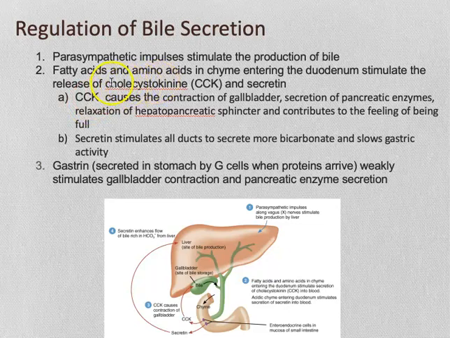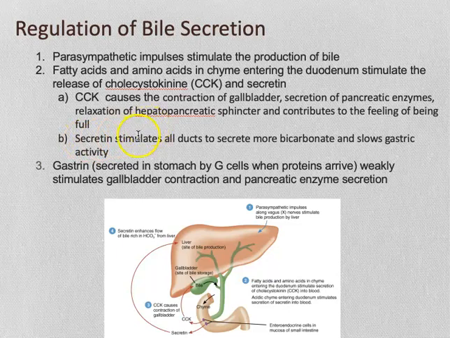CCK, it's called cholecystokinin, is how you pronounce that. Most often we just call it CCK. That's going to cause the gallbladder to contract. It also stimulates the pancreas to release enzymes, and it causes that hepatopancreatic sphincter, so that sphincter that was here, to relax. It will also send feedback to the brain saying, hey, we've got food coming into our intestine. We're full. Like, stop. This is like one of the first stop eating signals.